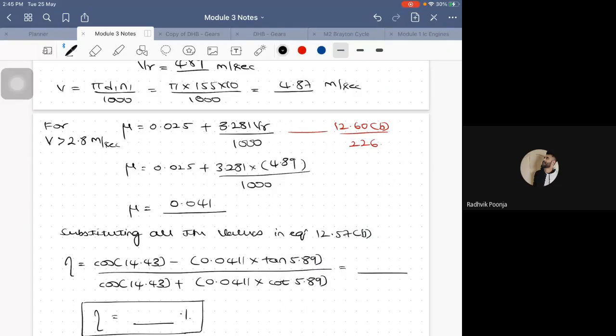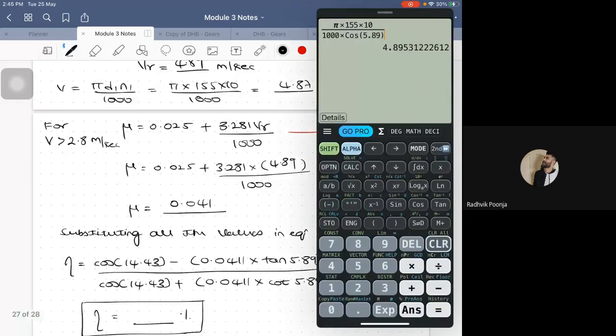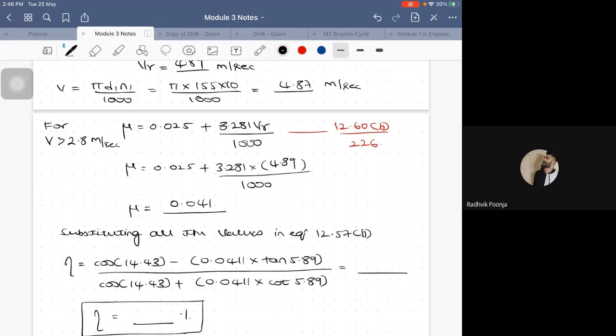How much efficient? What is the value of efficiency? 70.5. It is 0.705. It is 70.5.